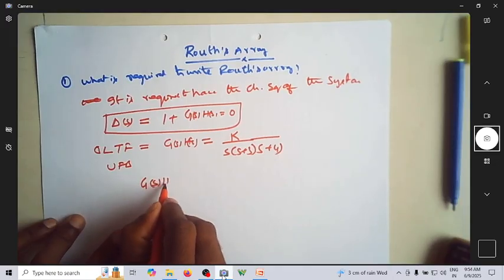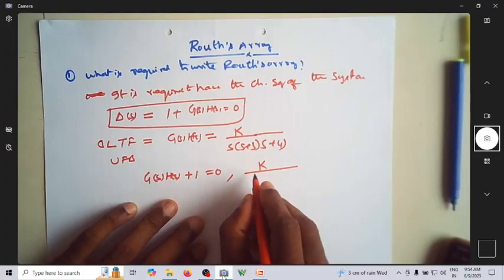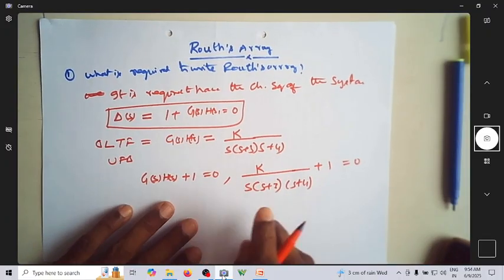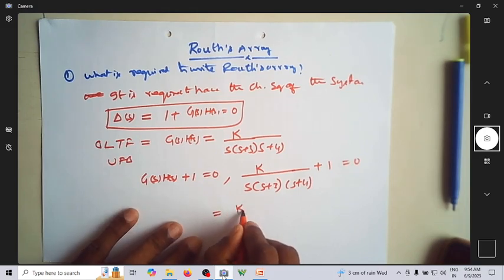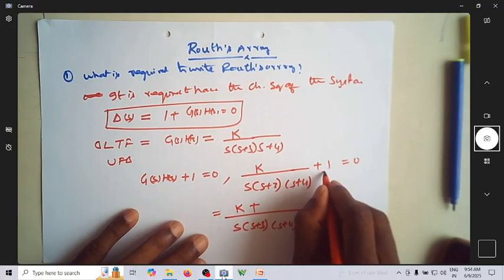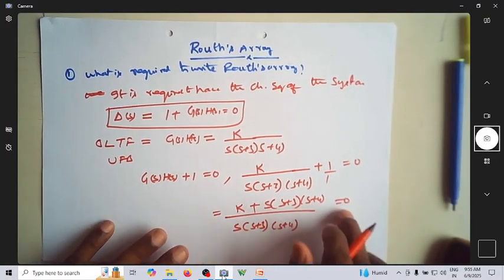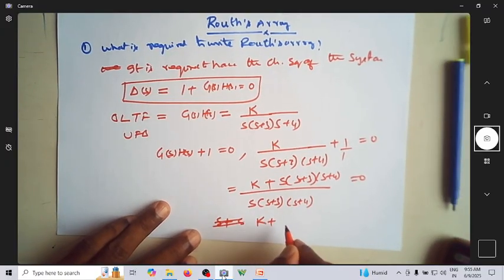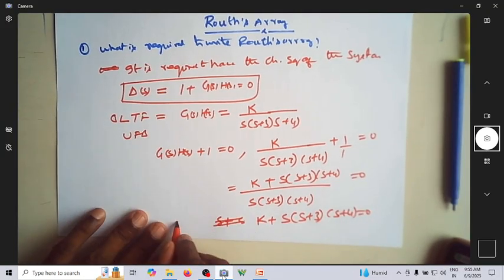You just make this g of s into h of s plus 1 and equal to 0. Meaning, you take the equation a by s into s plus 3, s plus 4 plus 1 equal to 0. So you take the LCM now. The LCM is s into s plus 3, s plus 4. Since this is equal to 0, this will become a plus s into s plus 3, s plus 4 equal to 0. So this happens to be our characteristic equation.